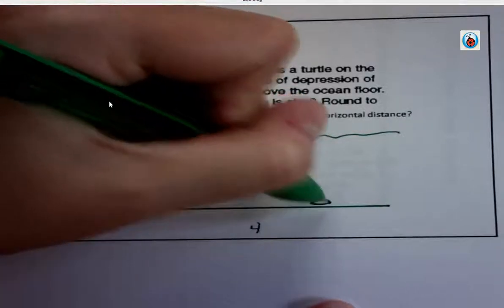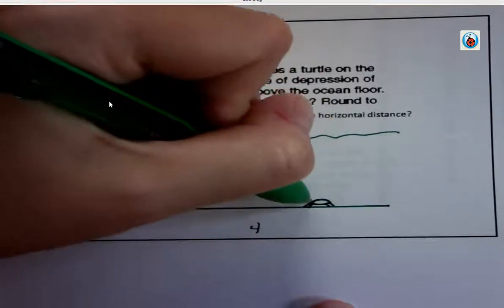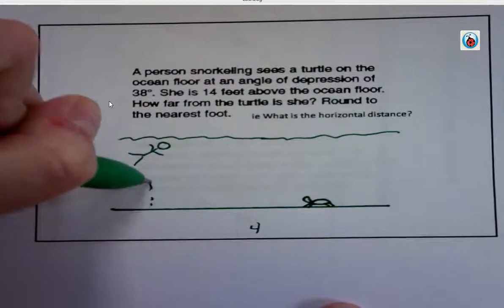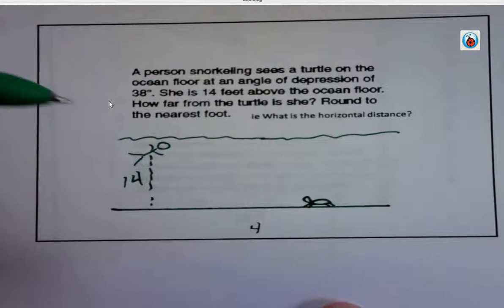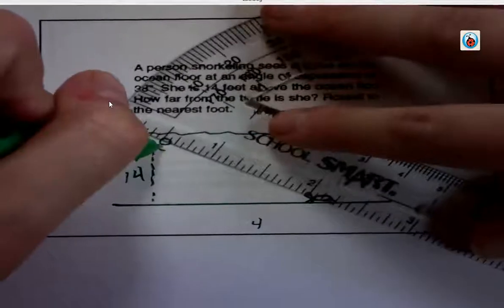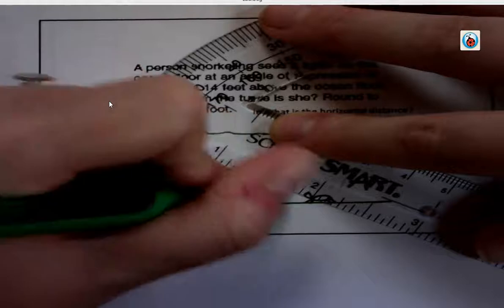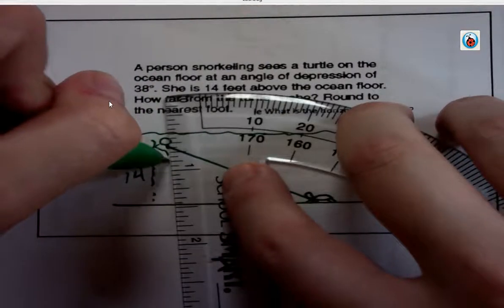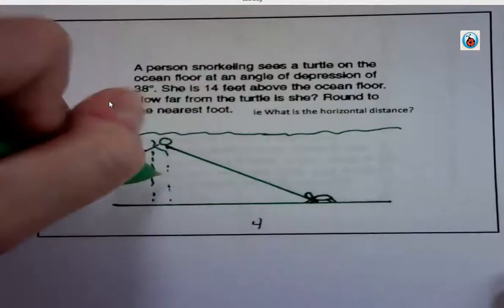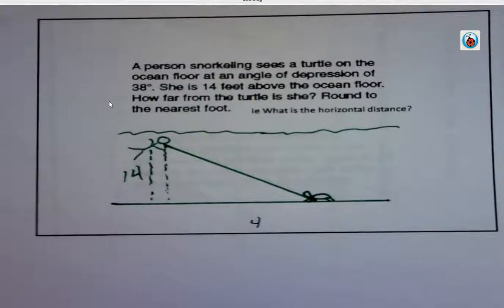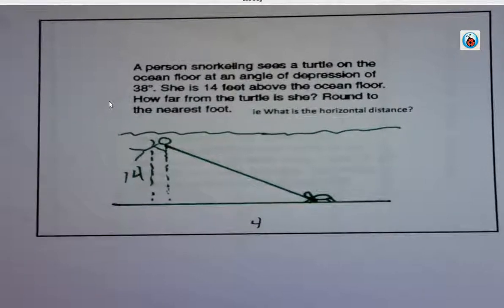So we've got a turtle here. Yay. And this person is 14 feet above the ocean floor. All right. So what we got going on here is they see that turtle, and then this is 14 feet, this triangle right here. But we have a problem. Where do we put that 38 degrees?